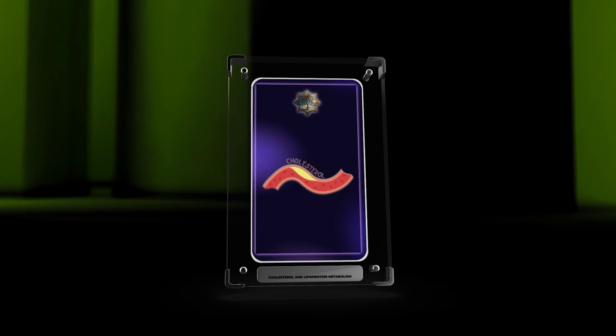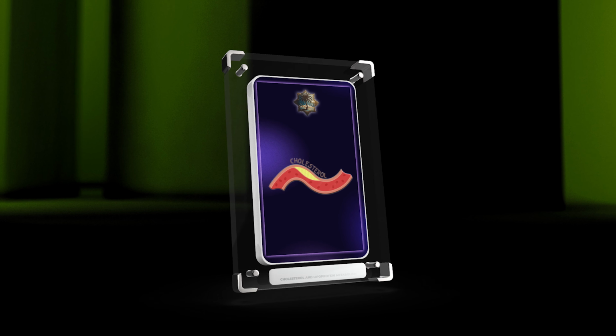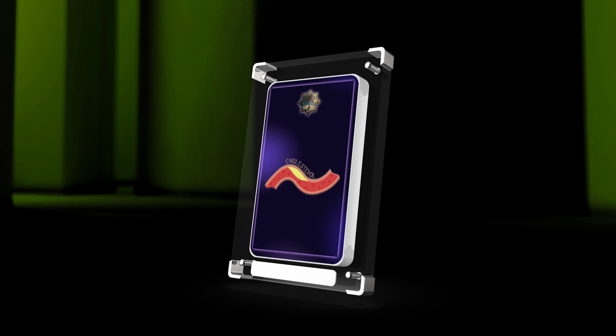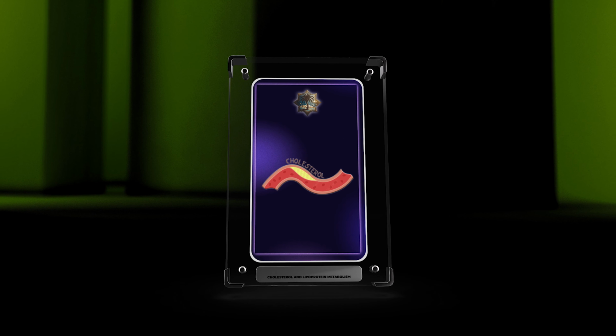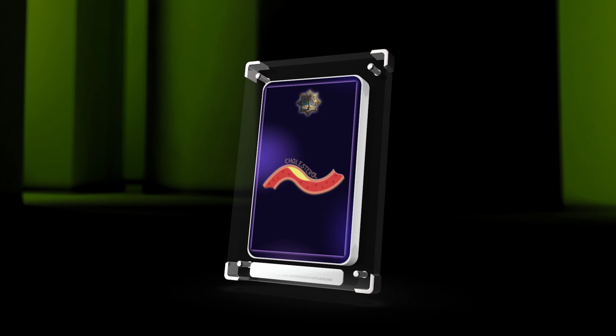By unraveling the complexities of lipoprotein metabolism, we can not only enhance our understanding of diseases such as atherosclerosis and lipid storage disorders but also pave the way for innovative therapeutic interventions aimed at preventing and treating these conditions.